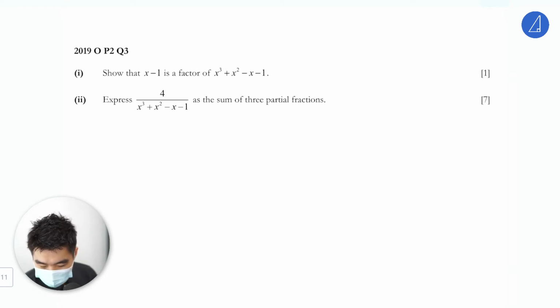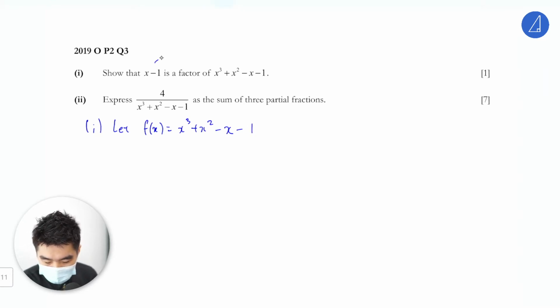Show that x minus 1 is a factor of x cubed plus x squared minus x minus 1. So it's like 1 mark, right? What you can do is to let f(x) be equal to this function over here, so that if x minus 1 is a factor of this, that means you can use x equals 1. That means f(1), and show that this is 0.